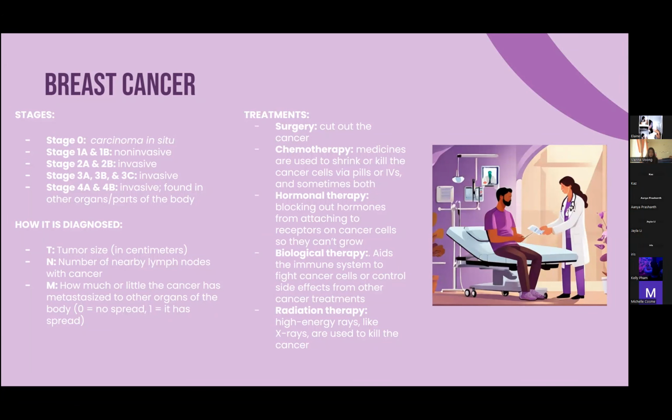So to treat these, there are a couple of ways that doctors can go about it. There's surgery, where doctors can cut out the cancer or the tumor. There's chemotherapy, where doctors can prescribe medicines to shrink or kill the cancer cells, or use IVs to administer these medicines. There's hormonal therapy, where medicines can be used to block hormones that attach to the cancer cells' receptors so they can't grow. In this case, the hormone would be estrogen. And there's also biological therapy, which helps the immune system fight cancer cells and control the side effects from other treatments. And then there's radiation therapy, where high energy rays, like X-rays, are used to kill the cancer.